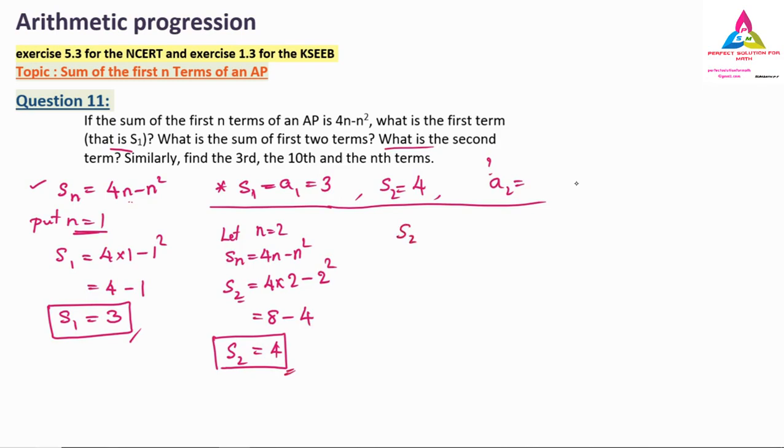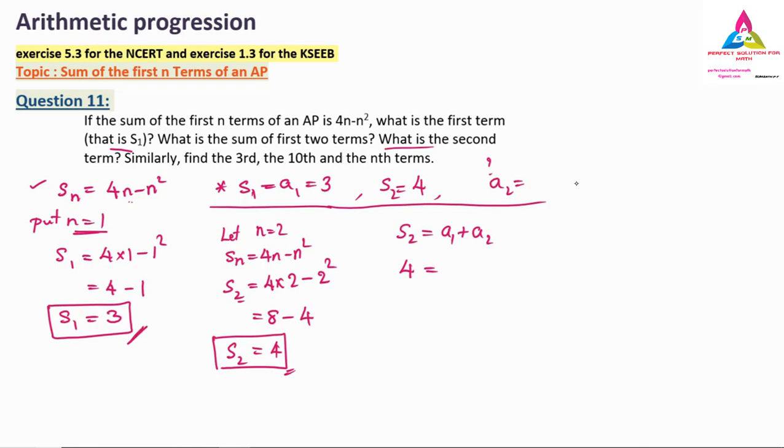Yes, S2 we will take. S2 is equal to what? Actually, it is the sum of the first two terms. The first term is A1, the second term is A2. So it is A1 plus A2. So what is the S2 value we know? That is 4, we got.